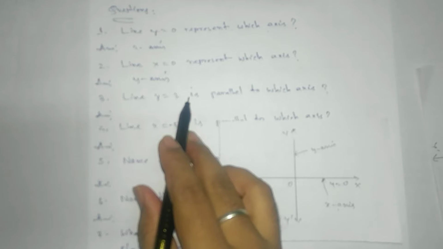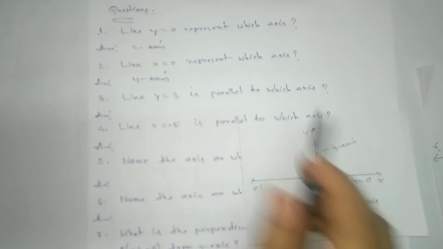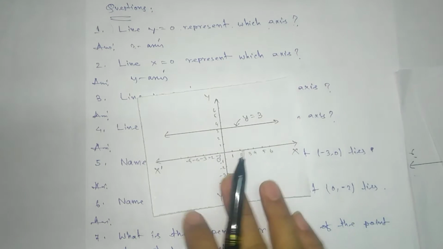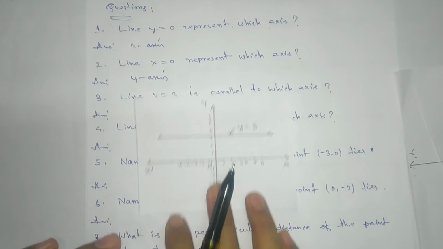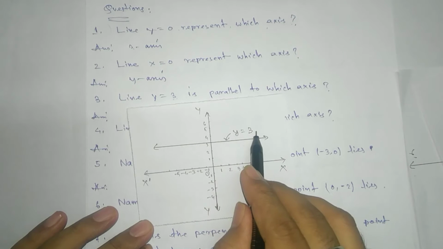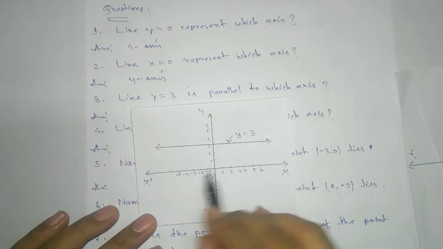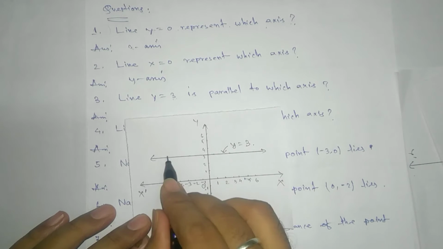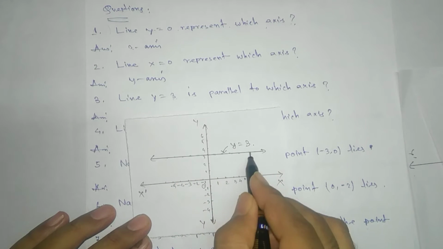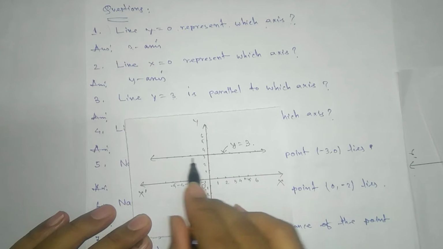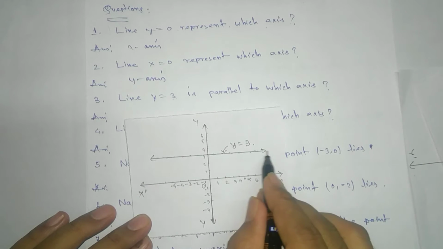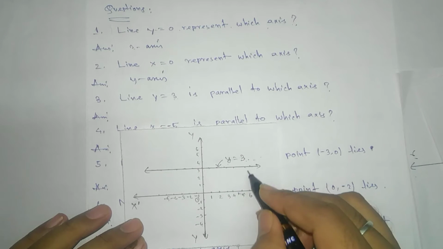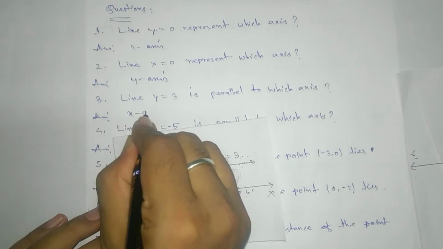The line y equals 3 is parallel to which axis? Here we have a diagram. You can see that y equals 3, which is parallel to the x-axis. At every point y is 3 but x changes indefinitely while y is fixed. So y equals 3 is parallel to the x-axis. We'll write here x-axis.